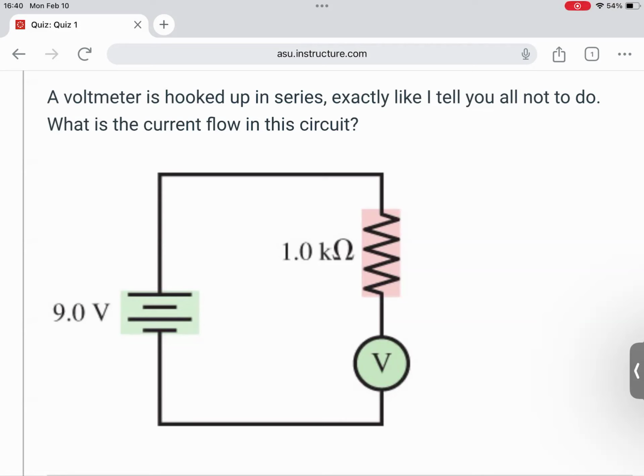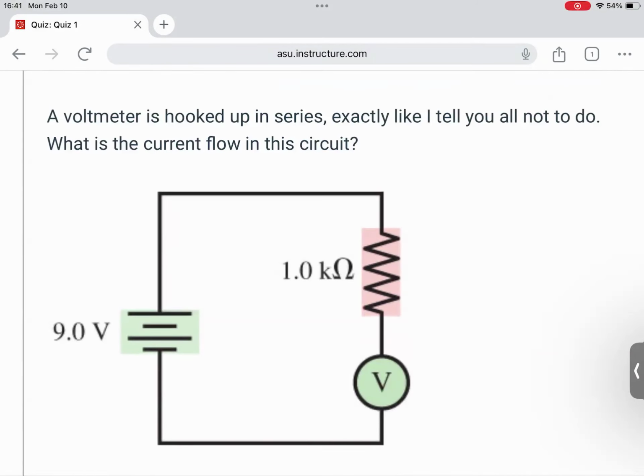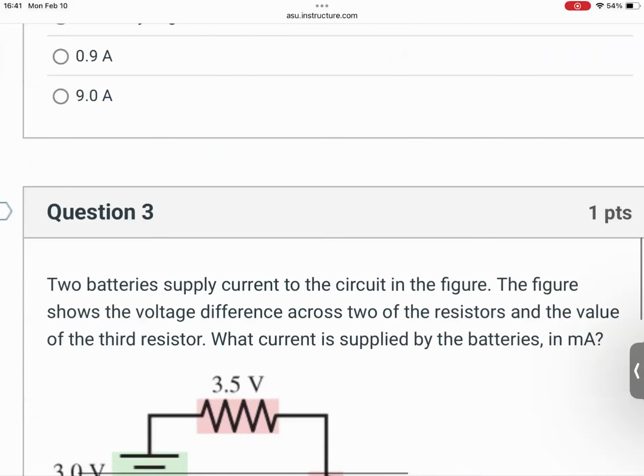Not 0. Just because there's no current doesn't mean there's no voltage. There could be voltage without current. Think about this: you take a 9-volt battery and hold it up. What's the voltage between its terminals? 9 volts. What's the current flowing? 0 amps. There's a voltage without a current. Anyway, the correct answer to this question is 0 current, and if I had asked about voltage, it would be 9 volts.